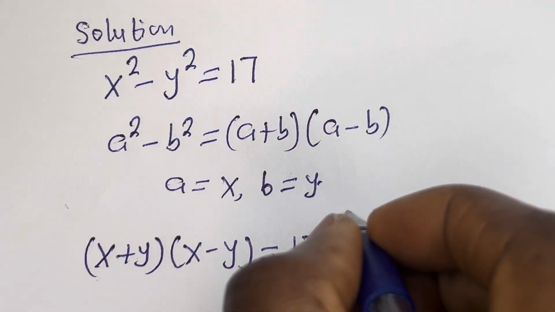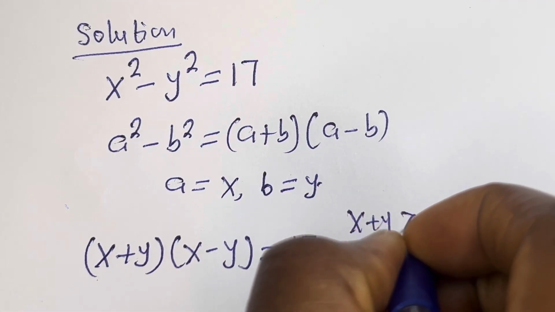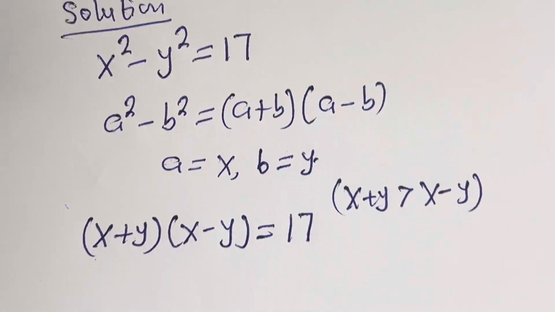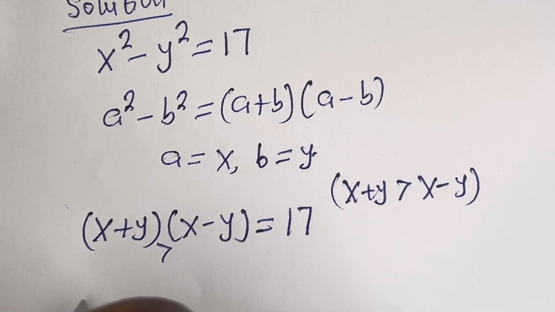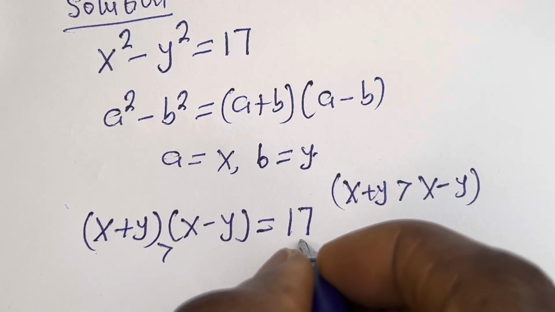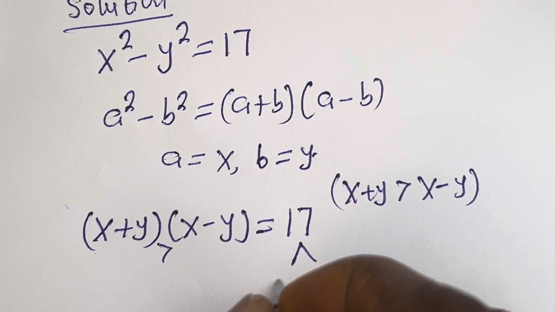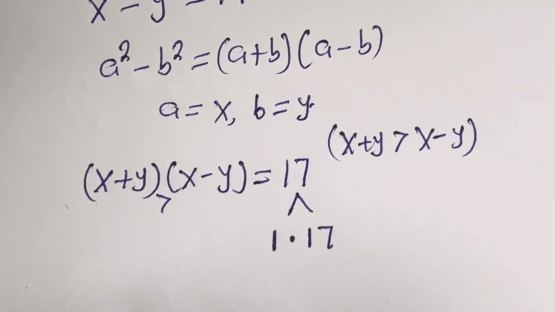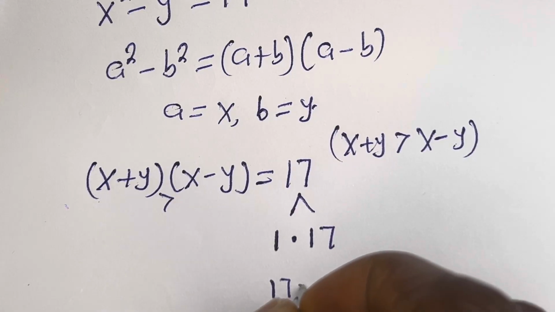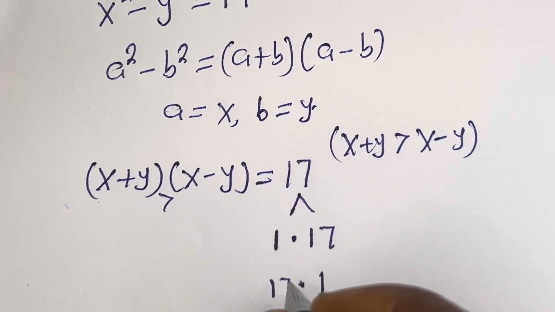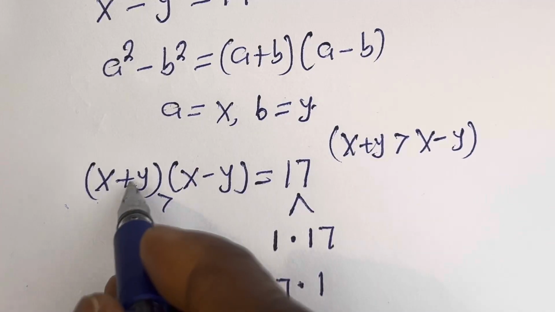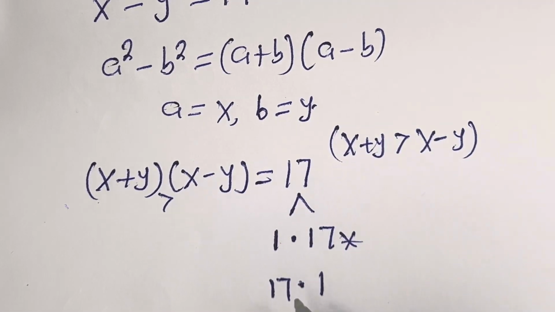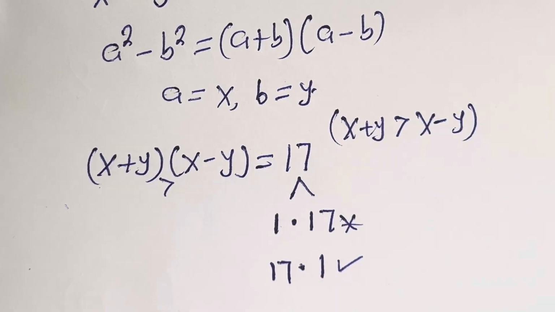Then here, x plus y is greater than x minus y. So this is greater than this. Then we need to look for the products of 17. 17 is a product of 1 multiplied by 17, and then 17 multiplied by 1. Since this is greater than this, 1 is less than 17, so this is rejected. Then 17 is greater than 1, so this is accepted.